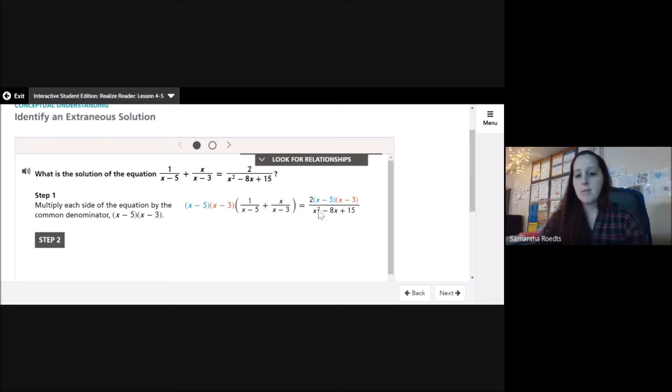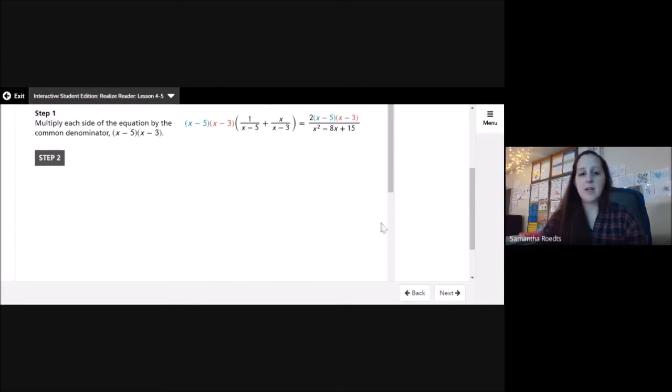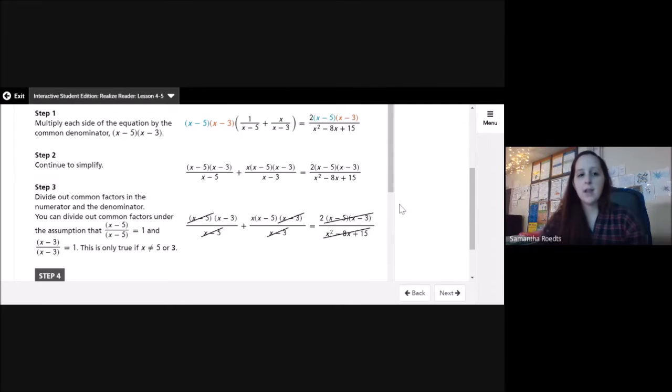Okay, because when you factor this out, you get x minus 5 and x minus 3. I continue to simplify through. I divide out the common factors in the numerator and the denominator. You can divide out common factors under the assumption that x minus 5 over x minus 5 equals 1, and x minus 3 over x minus 3 equals 1.